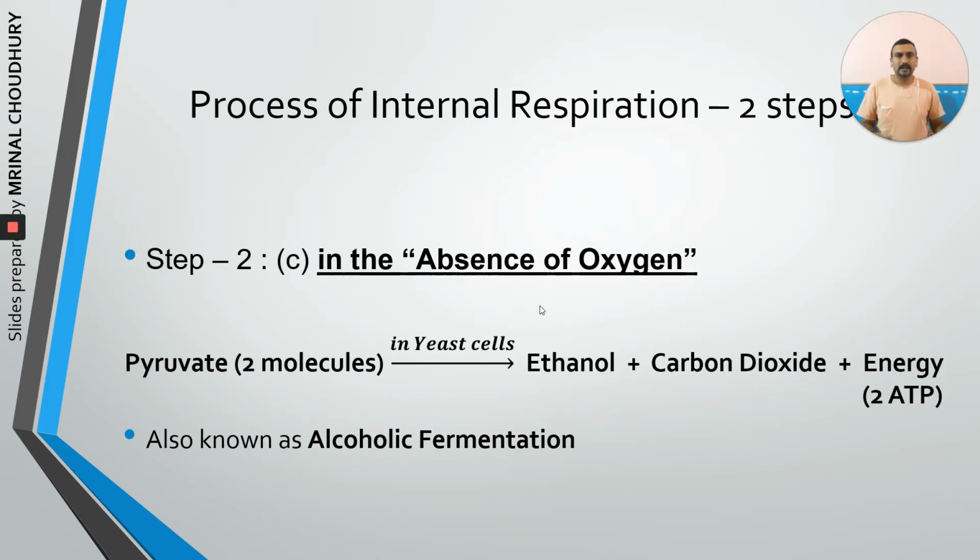Then in the complete absence of oxygen, if there is no oxygen at all present for the organisms which carry out anaerobic respiration, then those pyruvate molecules can be broken down to give ethanol, which is a kind of alcohol, and along with that carbon dioxide is produced, and again some amount of energy is produced. But same like the previous step, the amount of energy generated here is only around 2 molecules of ATP. So this is the process where the ethanol, which is a kind of alcohol, is produced. So we often call it alcoholic fermentation.